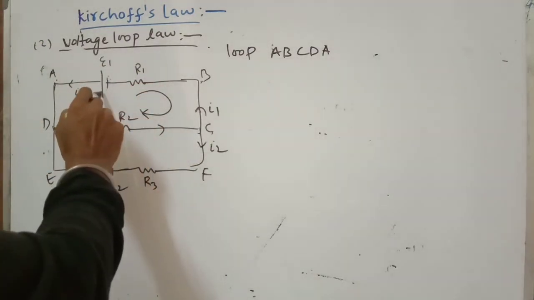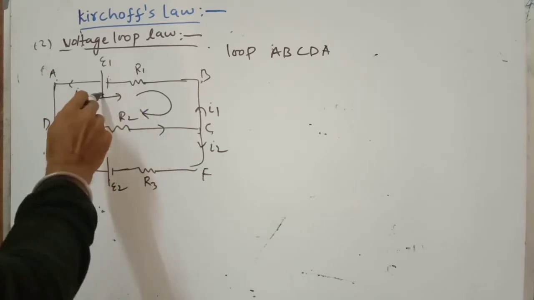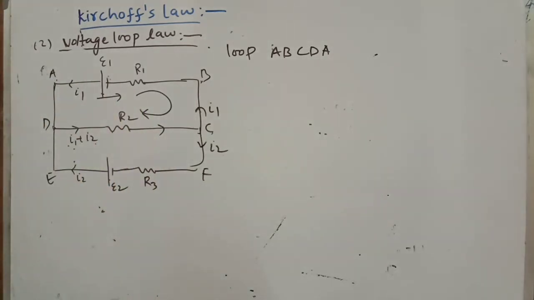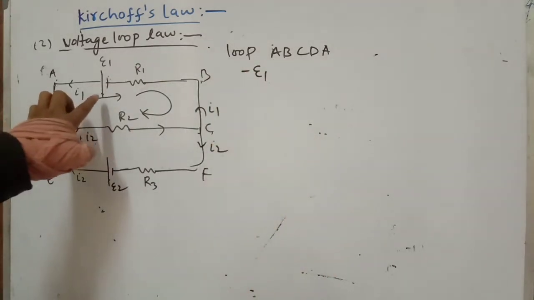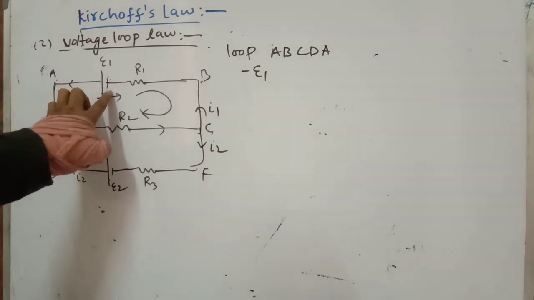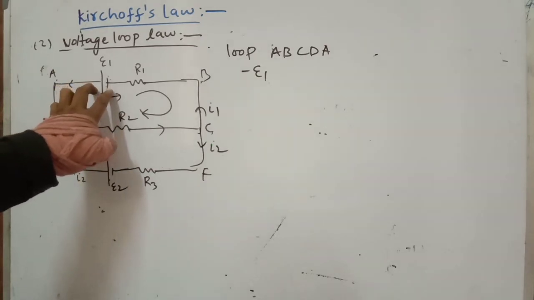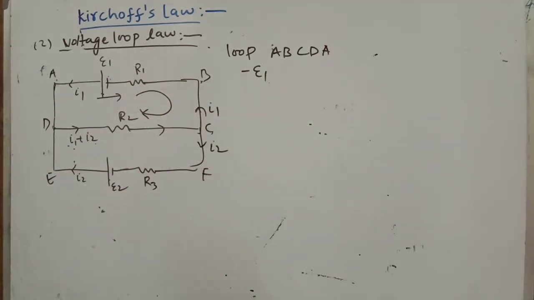Now through the cell, my direction will go clockwise from positive plate to negative plate. So here we write what? Minus E1. Already told, when our considered direction passes through positive plate to negative plate, that means the potential difference across the cell, we write minus E1.